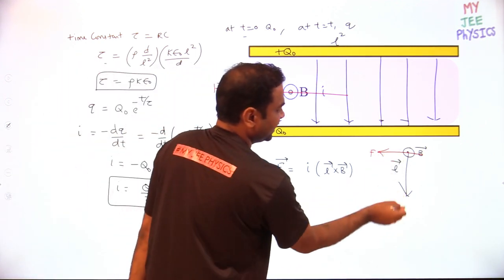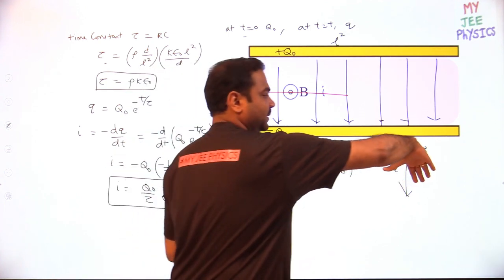The angle between L bar and B bar is 90 degrees. So just check the L bar cross B bar: from L to B, curl your fingers.